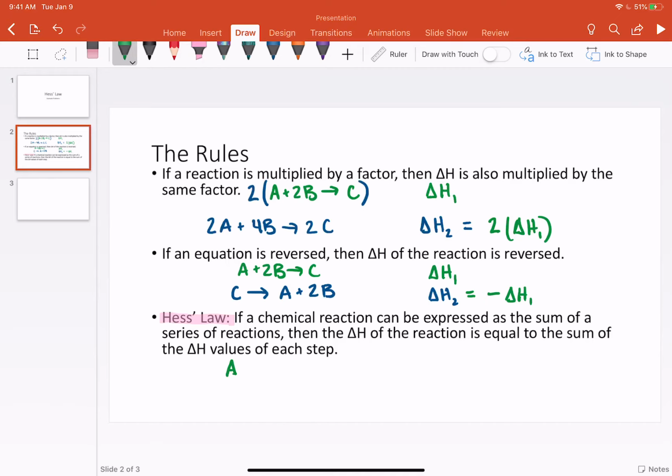If we're starting with our A plus 2B yields C, and we have another reaction that C goes on to react to form 2D, if we were to add these two reactions together, the C's are going to cancel because we have one on the reactants and one on the product side, and we're going to get a new reaction, A plus 2B yields 2D.